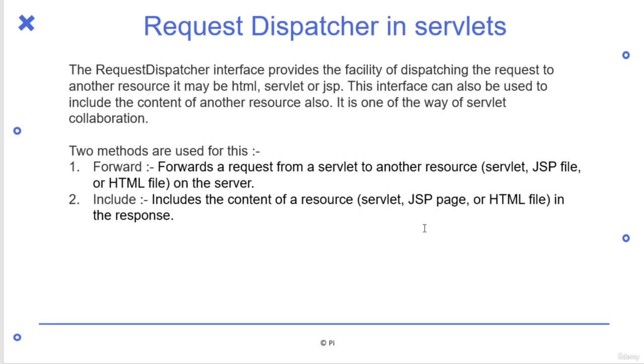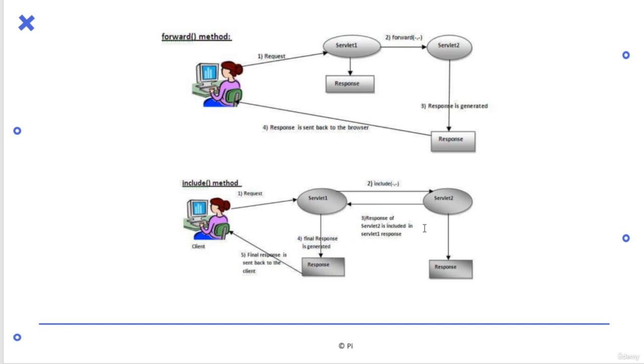It's one way of servlet collaboration, and there are two methods: forward and include. Forward sends a request from a servlet to another resource, while include adds the content of a resource. If you want to add content into the same resource, use the include method; if you want to forward the request to something else, use the forward method. For the forward method, a request is generated and sent to servlet 1, which creates the response. Forward then sends it to servlet 2, or a JSP or anything else, which generates another response and sends it to the client.